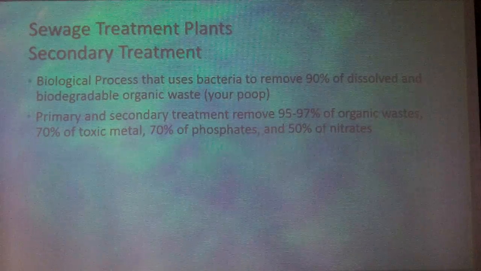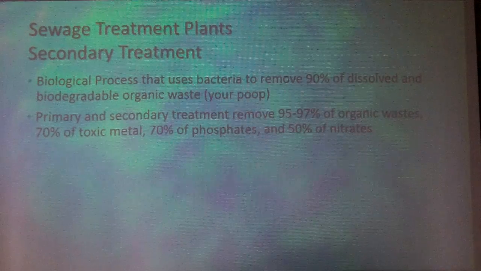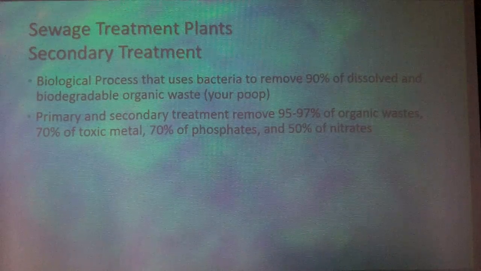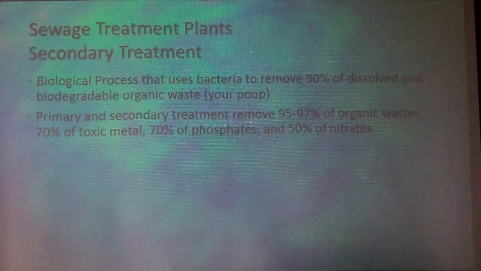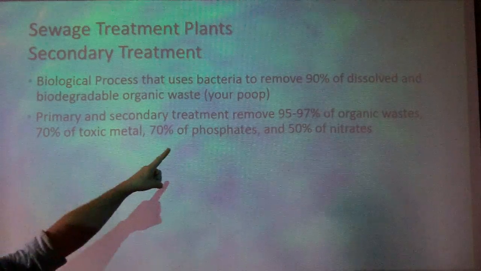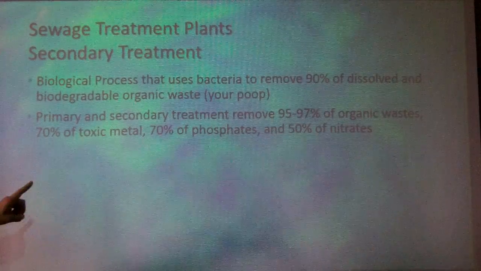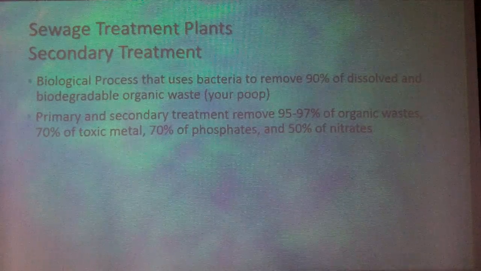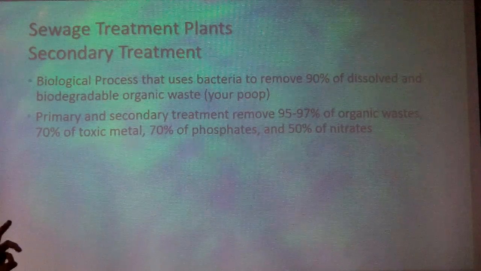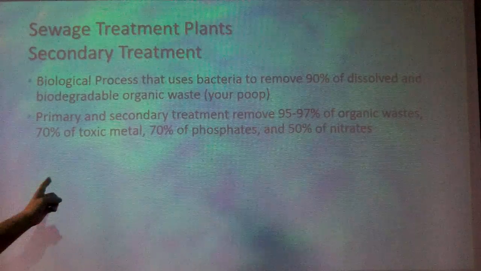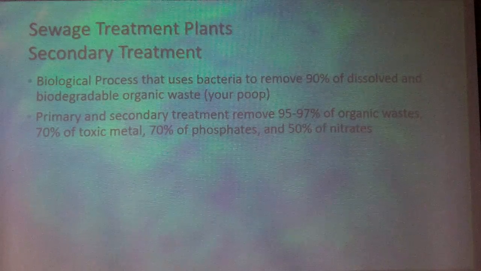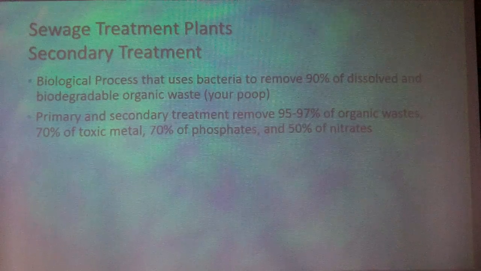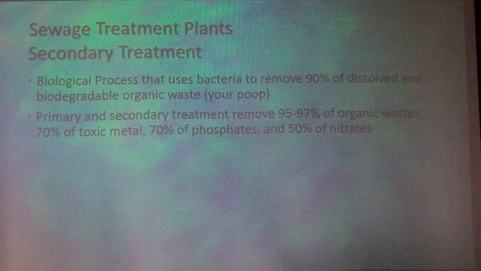All right, so secondary treatment. Off to the side, write biological. So what we do is we take bacteria, put it into the water, they feed on your poop, and they digest it and break it down. And bacteria will remove 90% of dissolved and biodegradable organic wastes out of this. So this is a very good process right here. So between primary, just the screens, the grit, and the settling tanks, and then this bacteria, we will remove 95 to 97% of organic wastes, 70% of toxic metals, 70% of phosphates, and 50% of nitrates. That's impressive. Most times now, the process is done.